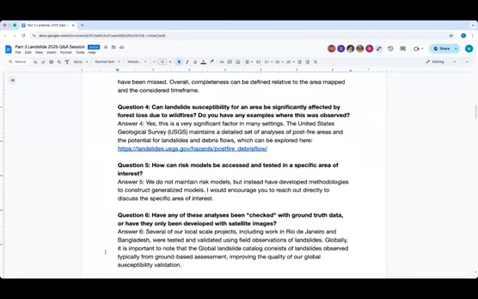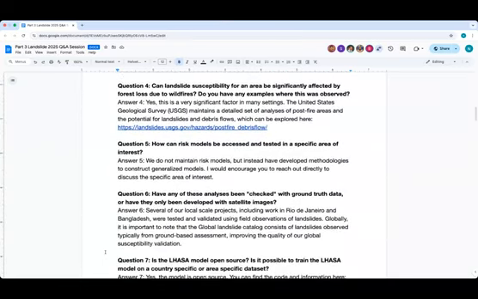Okay, wonderful. Thank you, Robert. Question number 4. Can landslide susceptibility for an area be significantly affected by forest loss due to wildfires? Do you have any examples where this was observed?